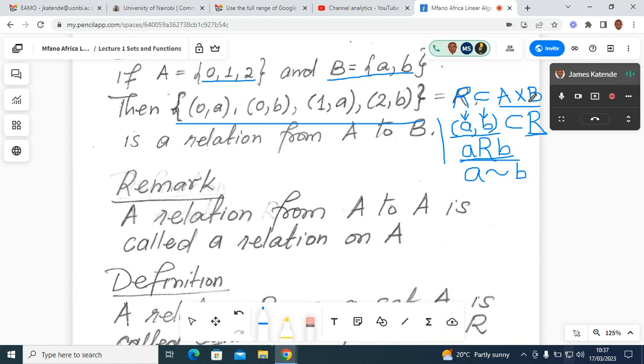We can also have a relation from A to itself, and instead of saying a relation from A to A, we call it a relation on A. If these are the same set, if you have A and A here, then we call it a relation on A. We will focus mostly on this kind of relation where we have the same set on both sides.